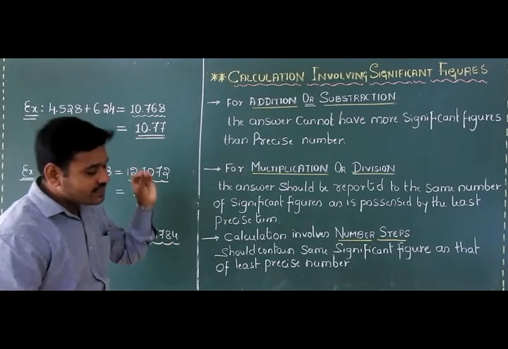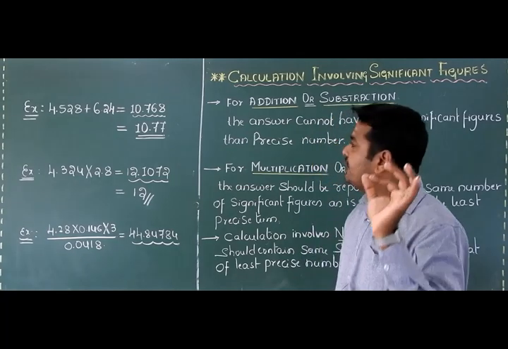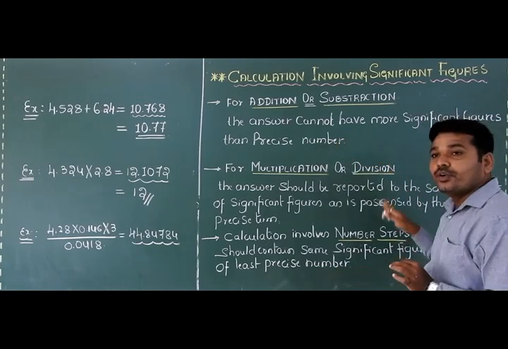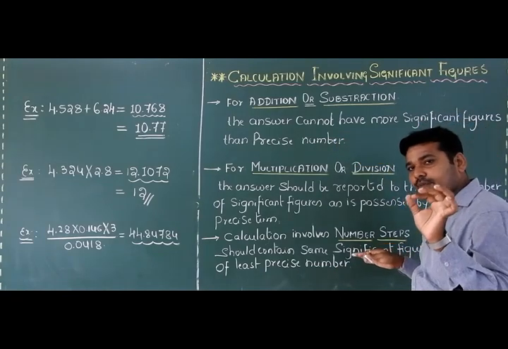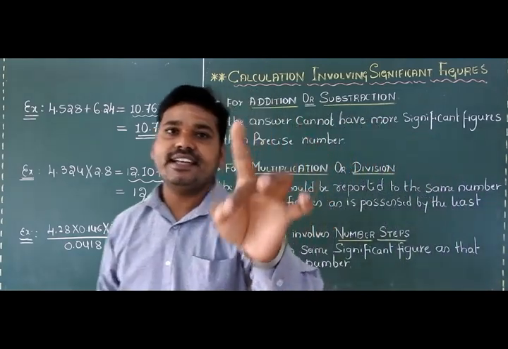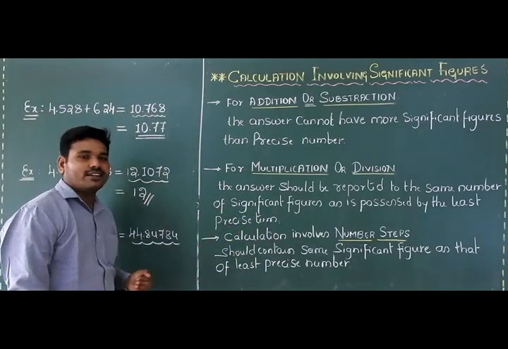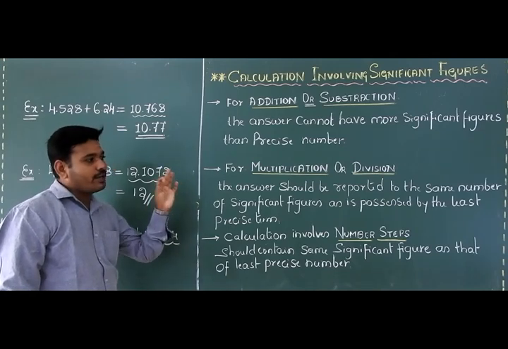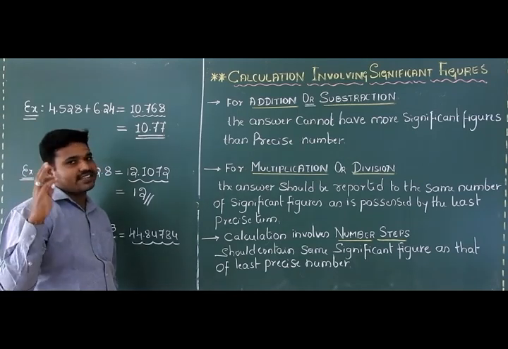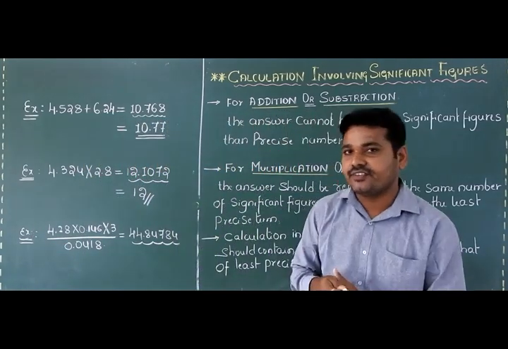Look, if there is addition and subtraction, the answer should be reported to the same number of decimal places as that of the term with the least decimal places. That is for addition and subtraction. So if there is multiplication and division, always the answer should be reported to the same number of significant figures as possessed by the least precise term. Okay, this is about the second important condition in calculation involving significant figures.